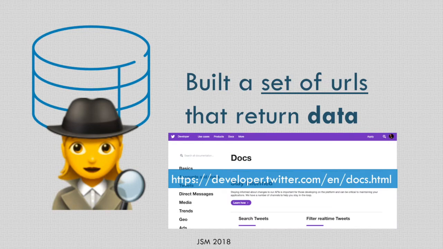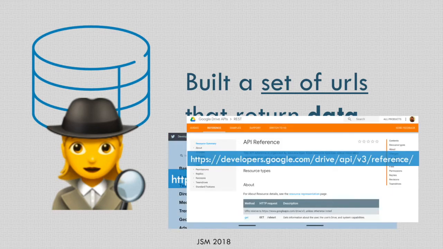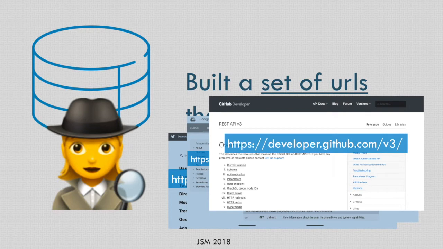Each of these web APIs will have some developer docs that are generally pretty easy to find by just Googling for them. For example, this is what the developer docs look like for Twitter. You can find them at developer.twitter.com. Here's another example for the Google Drive API. You can find those docs at developers.google.com. And here for the GitHub API, you can find those docs at developer.github.com.